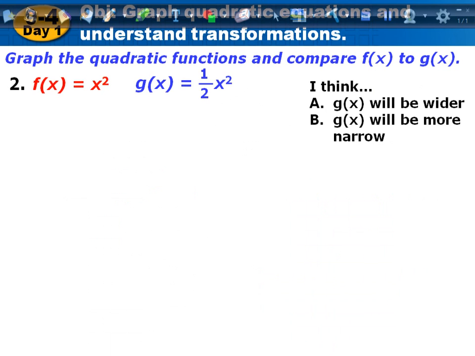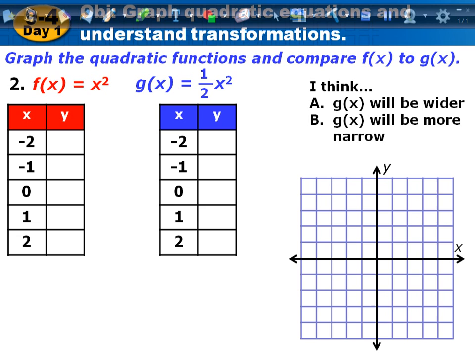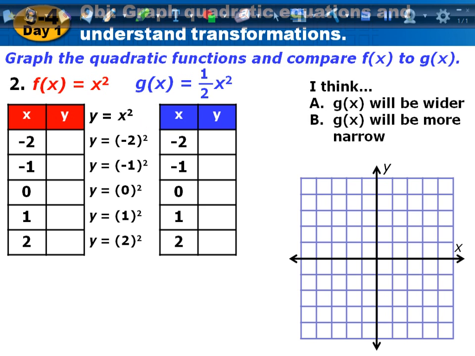Again, you still aren't writing anything down. You're just paying attention here. We're going to look at f of x, which is x squared, and g of x, which is 1/2 x squared. And we want to know what you think. Do you think it's going to be wider or more narrow? The difference here is that one of them has the 1/2 in front of the x squared. So we're thinking, what is that 1/2 going to do to our graph? We're going to look and see by making tables.